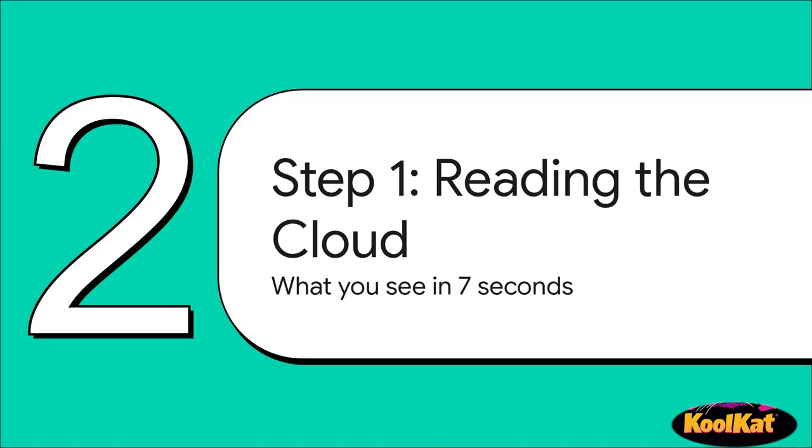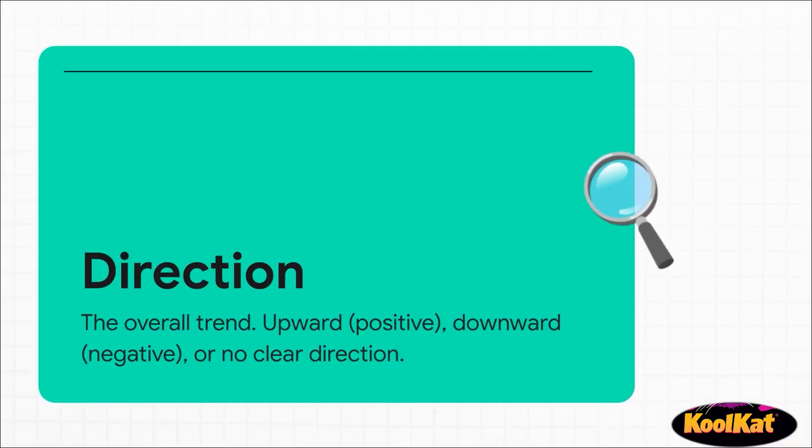This is your initial super fast scan. Seriously, we're not doing any math here. We're just getting the lay of the land, kind of like a detective sizing up a crime scene. First up in our dot scan is direction. Just look at it. Which way is that cloud of points leaning?